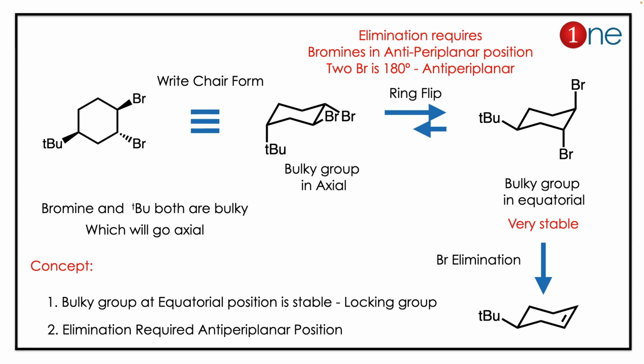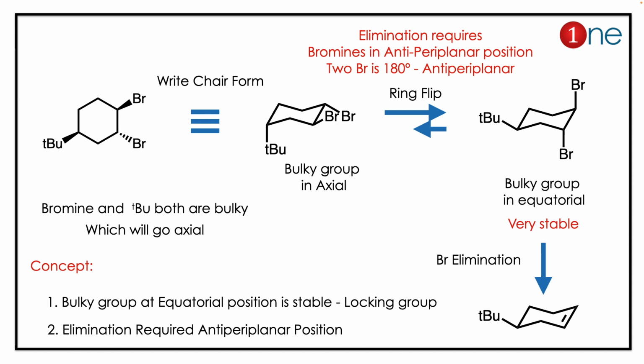For the elimination you need bromine to be in the axial position. Bromine is a good leaving group, always trying to leave, but it should be in trans position for the perfect E2 elimination. So elimination requires anti-periplanar. The 2 bromines should be in 180 position. So bromine goes axial, butyl goes equatorial.